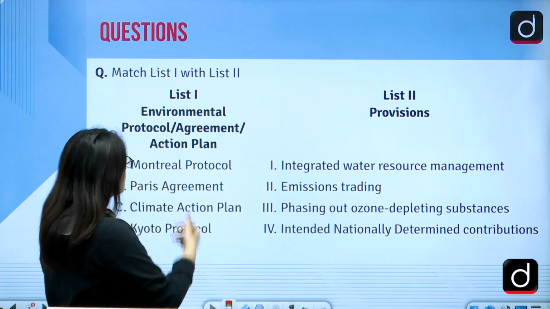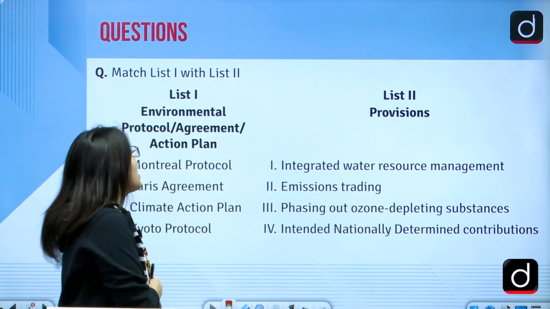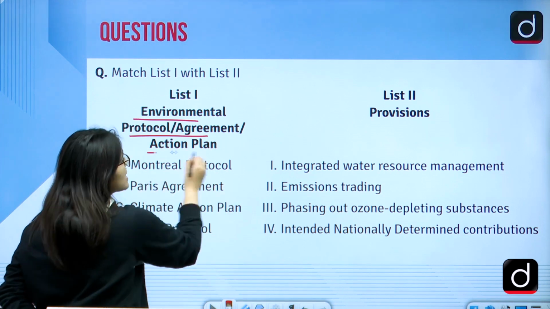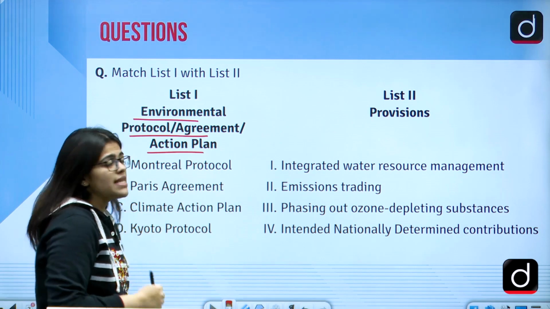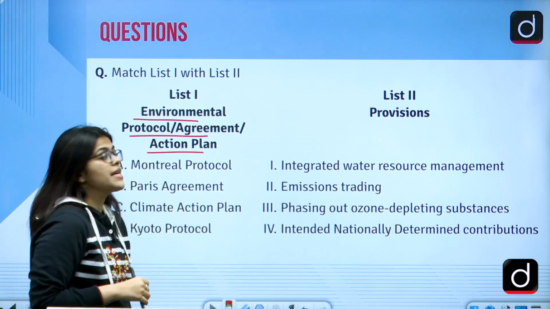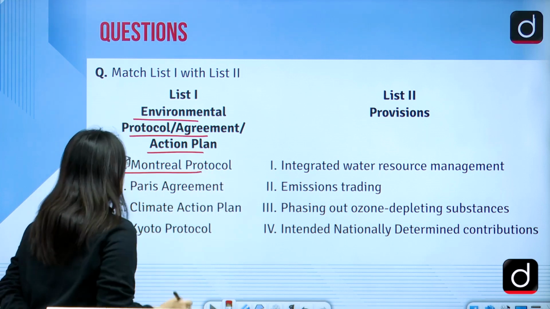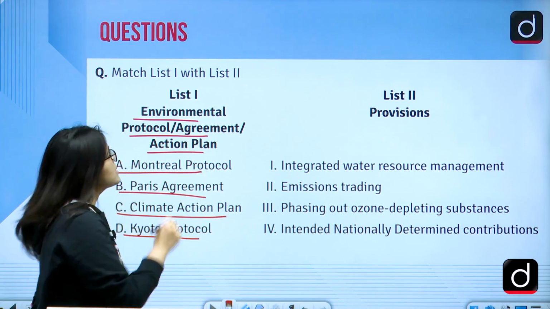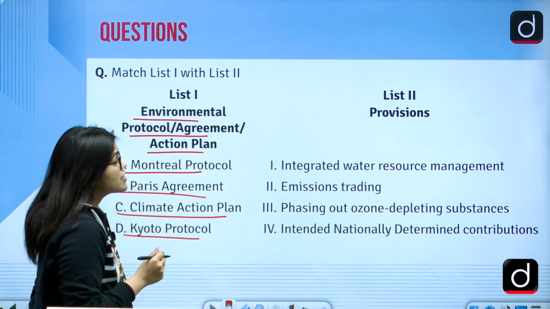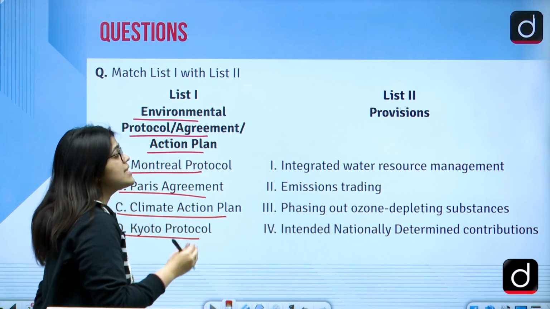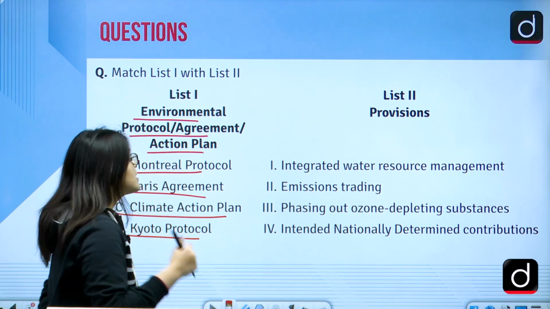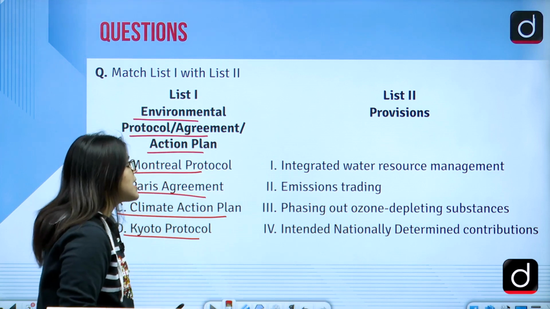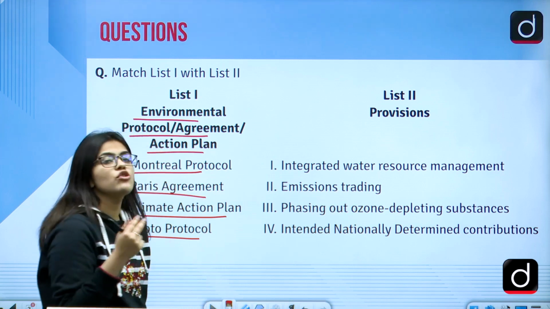So this is list 1 and this is list 2 given to you, and these are the environmental protocols, different agreements and different action plans. There are different provisions and you have to see in which protocol this provision was given. So we have Montreal Protocol, Paris Agreement, Climate Action Plan, and Kyoto Protocol. This is your list 1, and then we have list 2. There are provisions. The first is integrated water resource management, then we have emission trading, then phasing out ozone depleting substances, and then the intended nationally determined contributions.